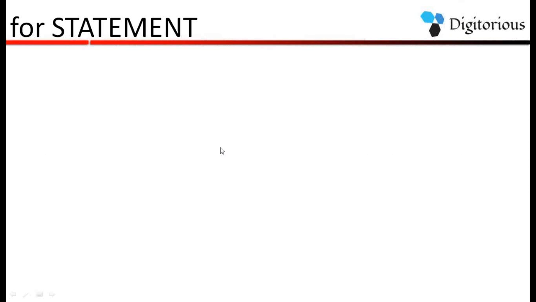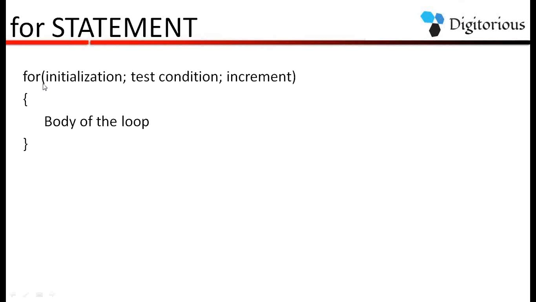Now let's understand the for statement, which is the most frequently used statement in the C language. The for statement takes three parameters inside it. The first one is the initialization, where we initialize a certain value to a certain variable. The next is the test condition, which is the ending condition through which the loop knows when it has to end. And the third is the increment of the variable. And inside comes the body of the loop. Let's understand this with the help of an example.